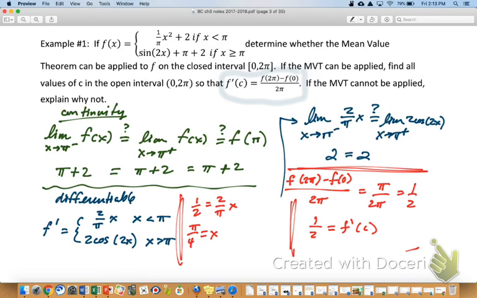If that's all I did, I'm ignoring the possibility that the other piece, the 2 cosine of 2x, might also fulfill this equation, right? So not only do I have to do that, I need to also set 1/2 equal to 2 cosine of 2x. And maybe that's the calculator part, right? So you're going to get 1/4 equals cosine 2x, not a nice unit circle number.